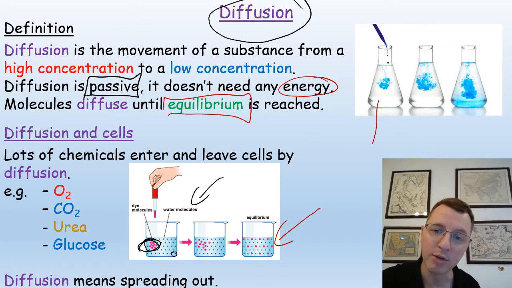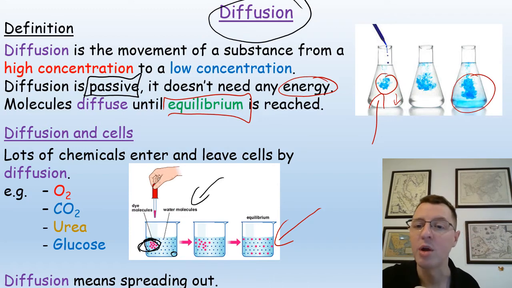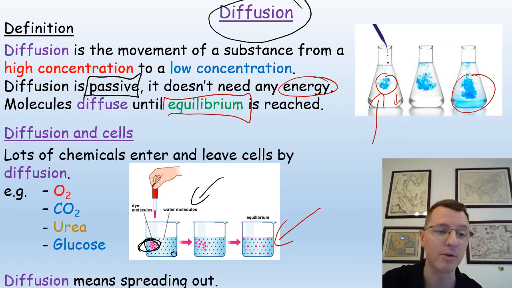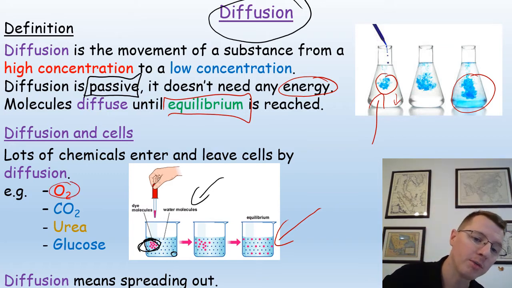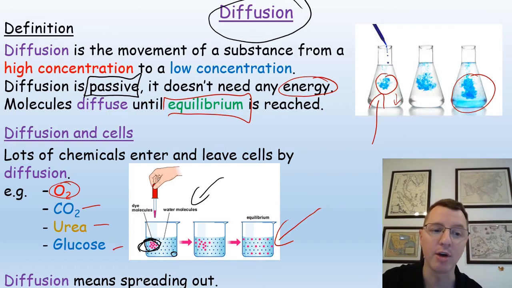So here is another example of diffusion with the high concentration spreading out to the low concentration, and at this point we're beginning to reach equilibrium. So what kind of substances can move in and out of a cell by diffusion? Well, they all have to be substances that can dissolve through the cell membrane. We call these substances lipid soluble because the cell membrane is made out of lipids. So things like oxygen, carbon dioxide, urea and glucose can all enter and leave a cell by diffusion.